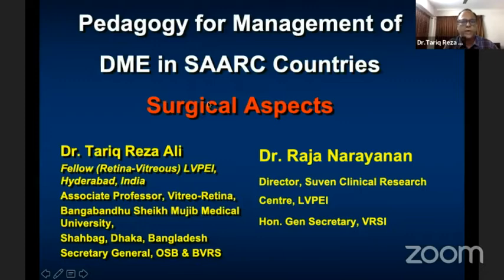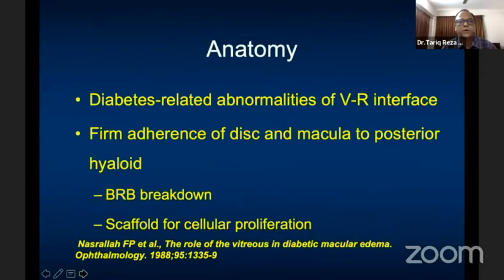So as we all know, this is the surgical aspect of the management of diabetic macular edema. Before the presentation, I want to tell that diabetic patients have a much different vitreous than non-diabetic patients. These vitreoretinal interface abnormalities are present in diabetic macular edema: firm adherence of the disc and macula to the posterior hyaloid, and during stretching or PVD induction, there may be inner blood retinal barrier breakdown, and this can provide a scaffold for cellular proliferation.